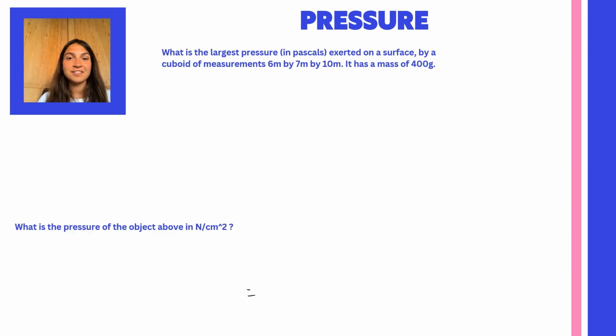Okay, let's do another example. So what is the largest pressure in pascals exerted on the surface by a cuboid with measurements 6 meters by 7 meters by 10 meters, and it has a mass of 400 grams.